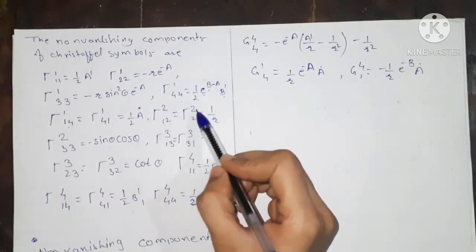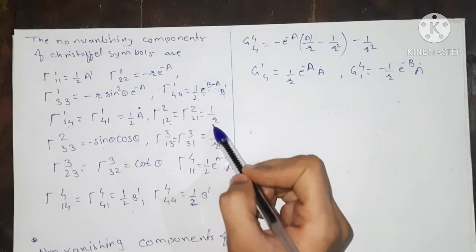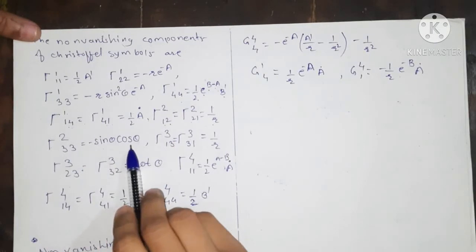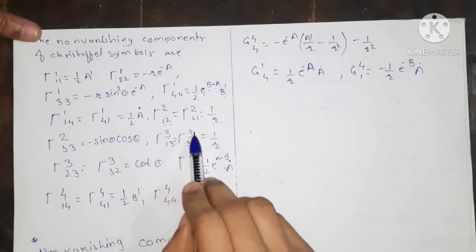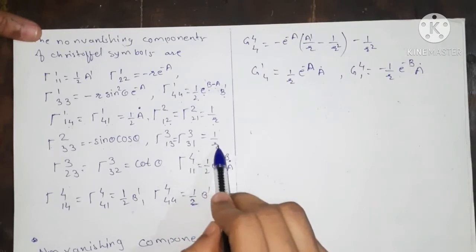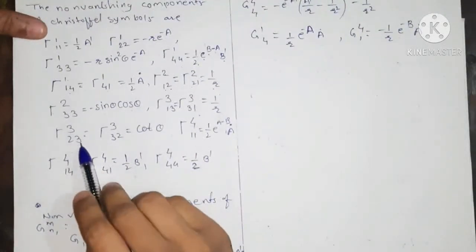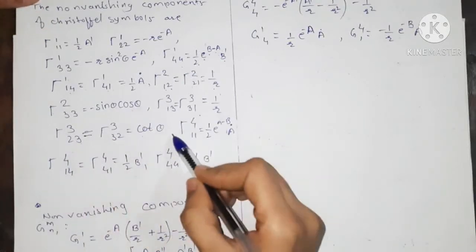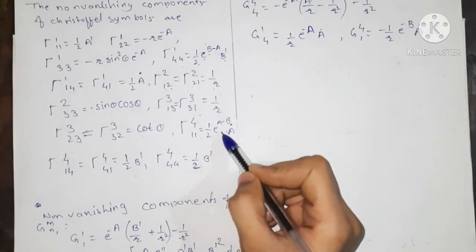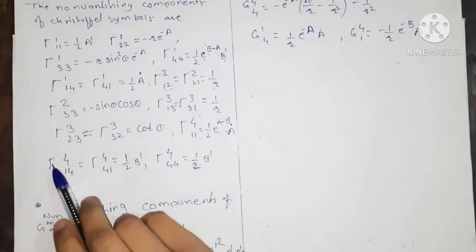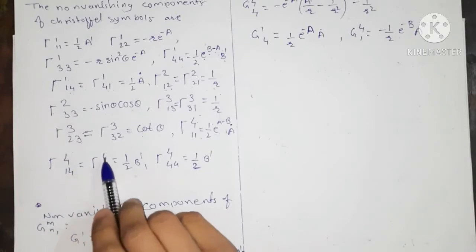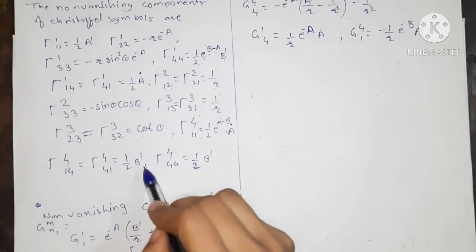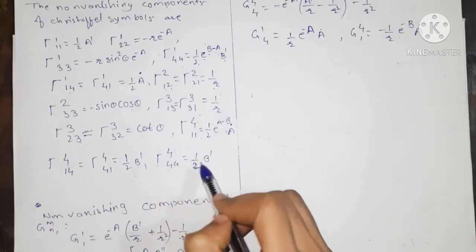Gamma of 2 1 2 equals gamma of 2 2 1 equals 1 upon r. Gamma of 2 3 3 equals minus sin theta into cos theta. Gamma of 3 1 3 equals gamma of 3 3 1 equals 1 upon r. Gamma of 3 2 3 equals gamma of 3 3 2 equals cot theta. Gamma of 4 1 1 equals 1 upon 2 e to the power a minus b into a dot. Gamma of 4 1 4 equals gamma of 4 4 1 equals 1 upon 2 b dash, and gamma of 4 4 4 equals 1 upon 2 b dot.